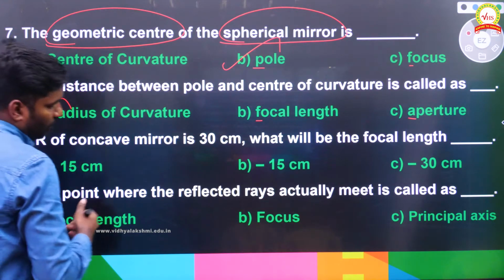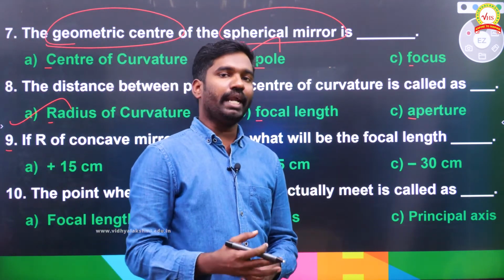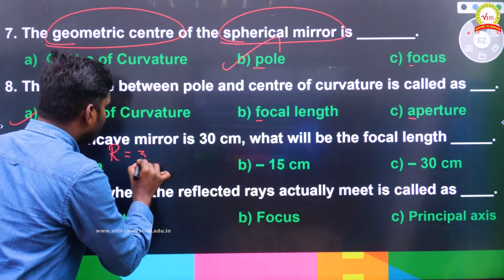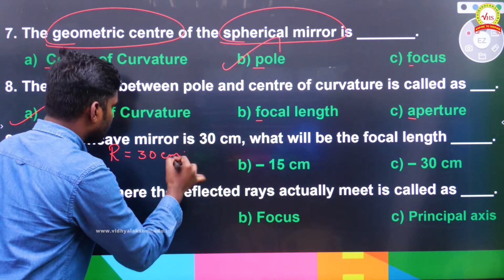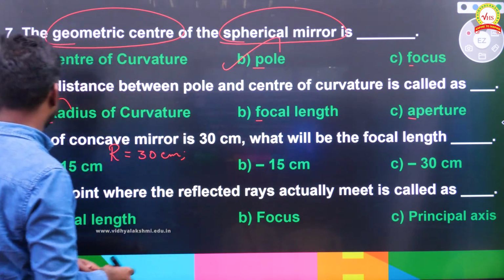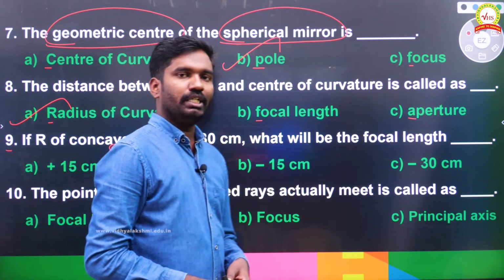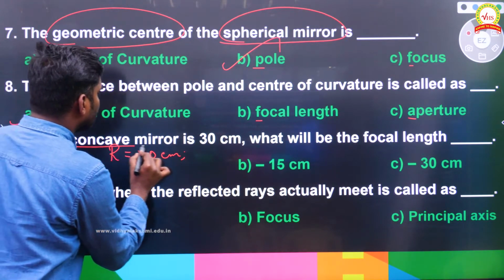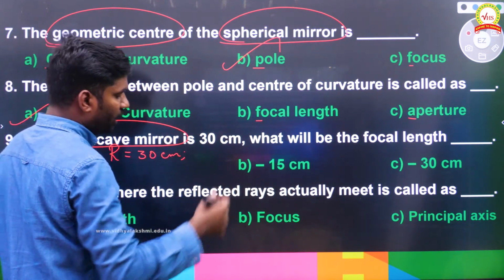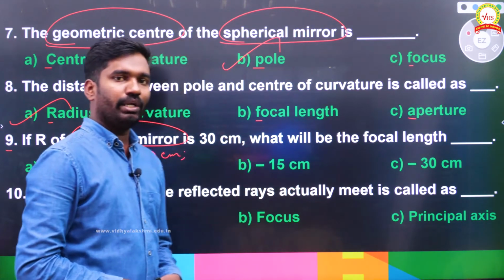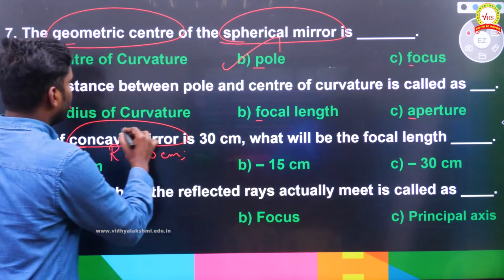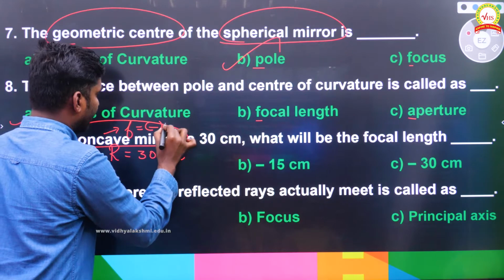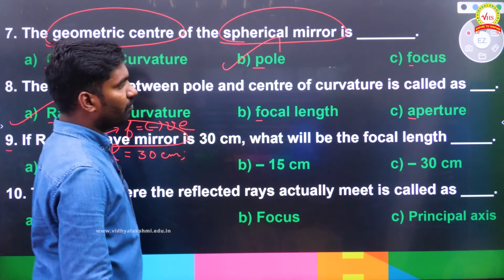What is the meaning of the word r? R is nothing but the radius of curvature. In the question they gave r is equal to 30 centimeter. In the previous case we solved, they just mentioned it is a spherical mirror, but here if you read the question carefully, they gave it as a concave mirror. So we need to check whether it is positive or negative based upon the sign convention rule. For concave we know that the f value will be negative.